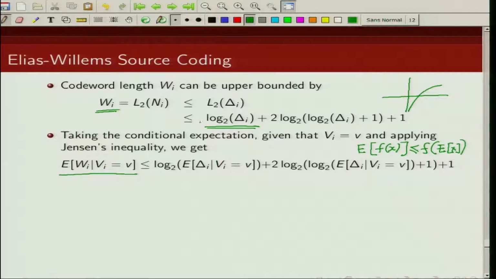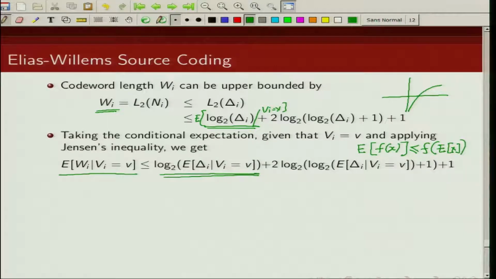So if we take conditional expectation of log of delta I to the base 2, given Vi is V, since log is a concave function, we can say expected value of this log function will be less than or equal to log evaluated at expected value of delta I. So that's why you see here. So there are two steps involved here. We are first taking conditional expectation of this term, given Vi is V.